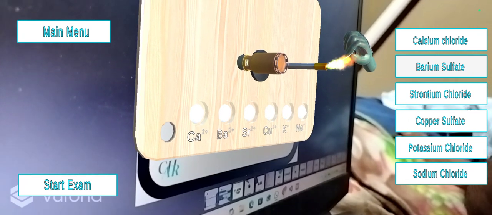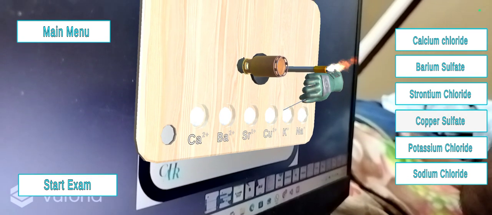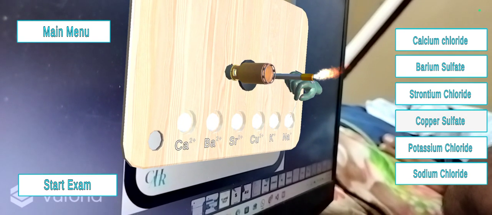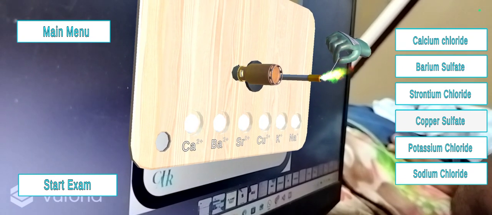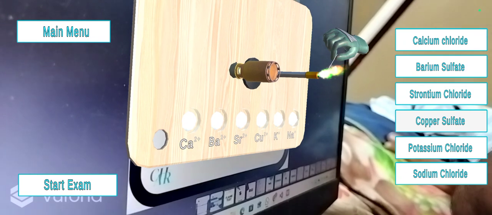Now moving on to copper sulfate, you can observe a change from barium sulfate to copper sulfate. It's like dark green compared to barium sulfate. Also you have some bluish flames in it.